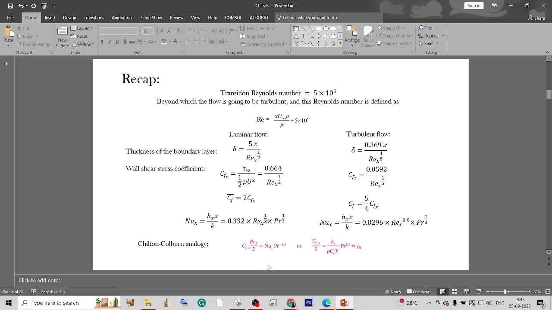This analogy you can use. Yes, ma'am. This is basically the Chilton-Colburn analogy. This is Stanton number into Prandtl number to the power 2 by 3, right? And Stanton number means Nusselt number upon Reynolds number into Prandtl number. So you can just simply use this. What will this give? This will give a correlation between skin friction and the Nusselt number, right?